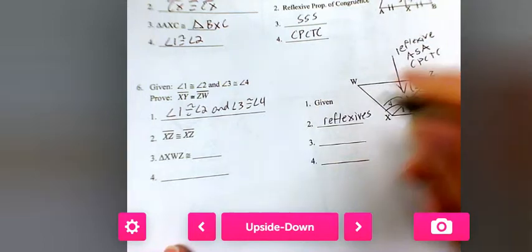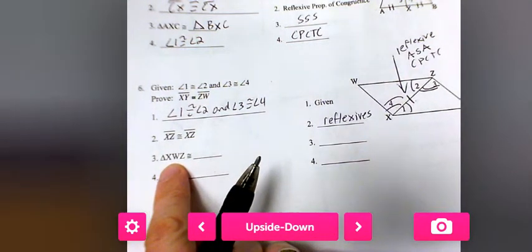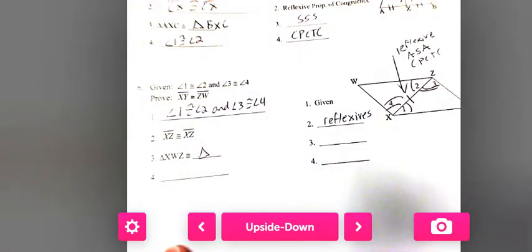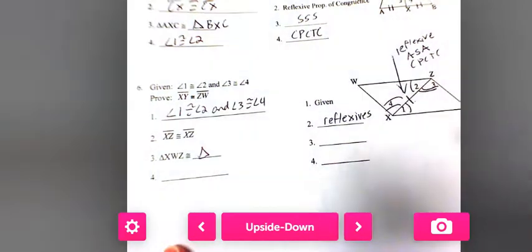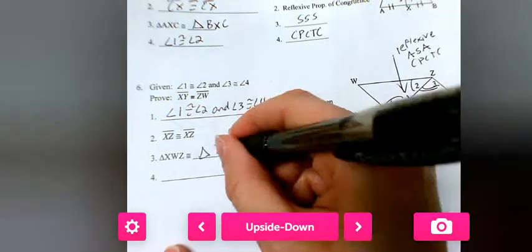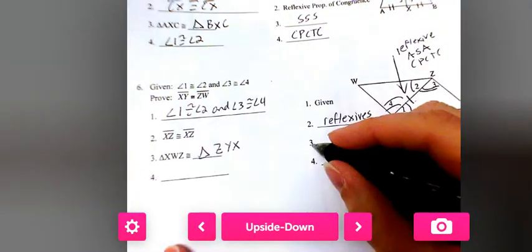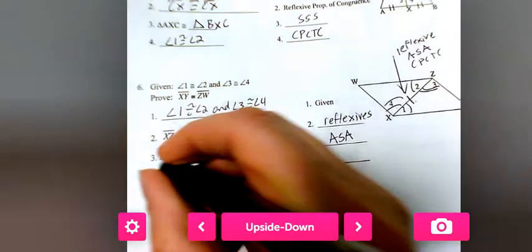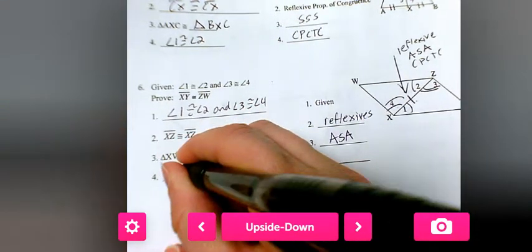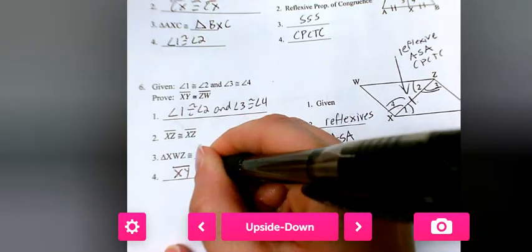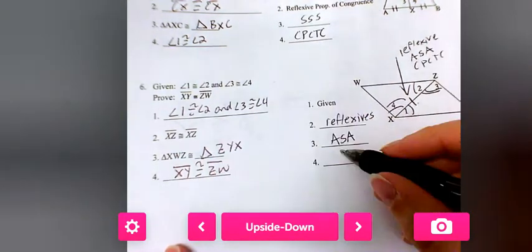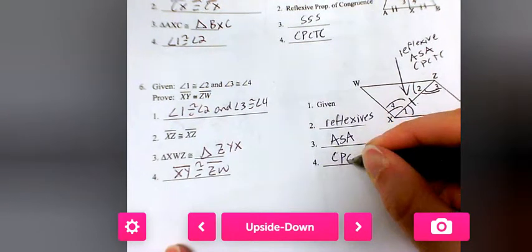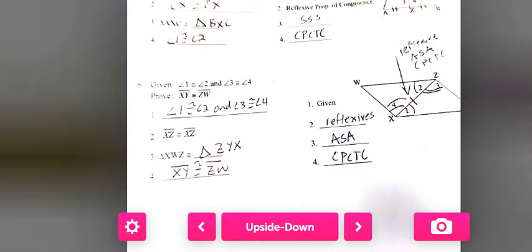I'm almost done. Triangle XWZ is congruent to what triangle? Can you tell me what letter goes with X? 1 and 2 are congruent, so it's got to be Z, then Y, then X. Careful of that. And that's by angle, side, angle. And then XY is congruent to ZW by what again? CPCTC. Okay, good job, thank you. Okay, your homework is going to be just like that.